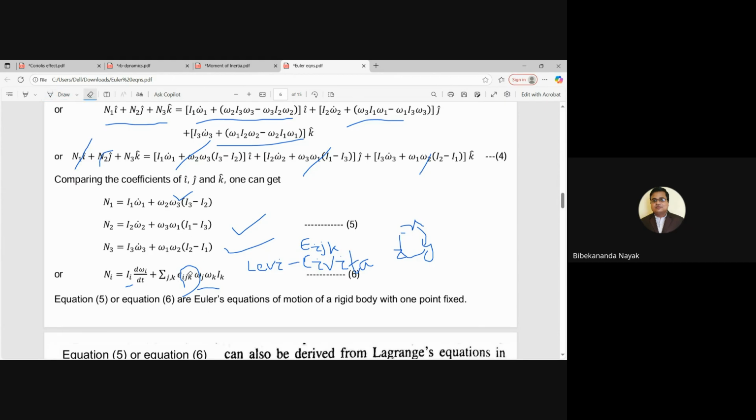Okay, are you getting my point? Hello? So this is actually the Levi-Civita symbol, you know, in mathematical physics, and using this you can find this.